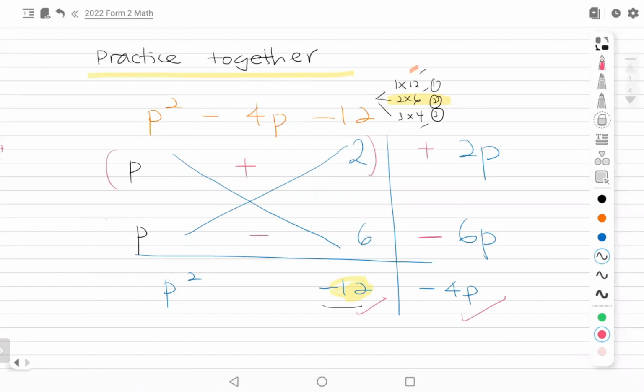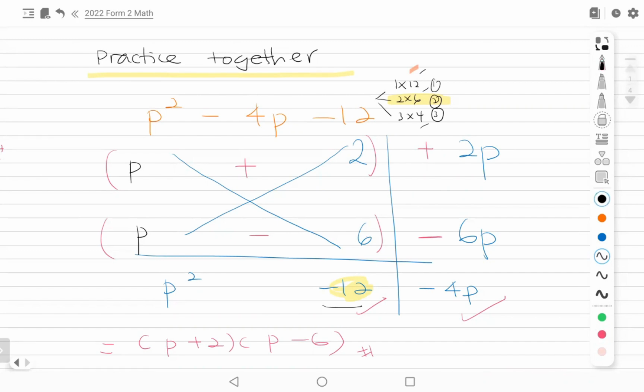Then we put the brackets. We write the answer. First bracket, p plus 2. Second bracket, p minus 6. Done. Meaning p squared minus 4p minus 12, if we factorize, we will get p plus 2 and the second bracket is p minus 6. The sequence is okay, Erwin. If you write p minus 6 at front, it can also, no problem.